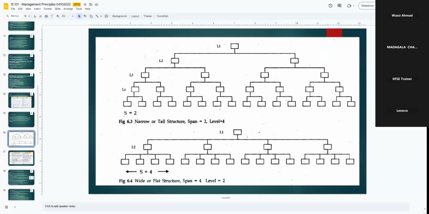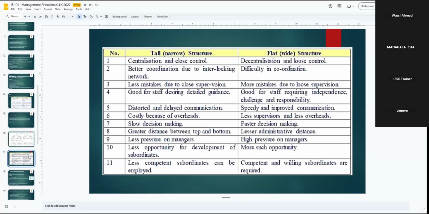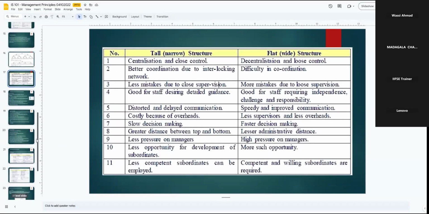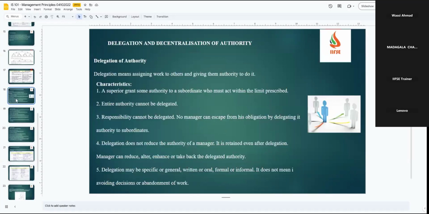So we talked about this narrow and tall structure or a flat structure. In a tall structure, the number of levels will be very high. When you talk about the flat or wide structure, the number of levels will be lesser. Then we also discussed the difference between these two. Then we talked about delegation and decentralization.